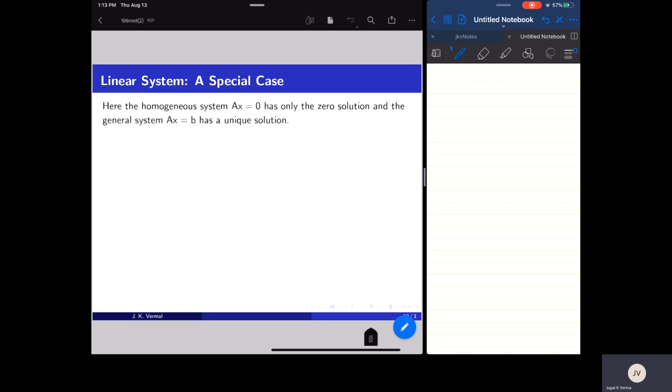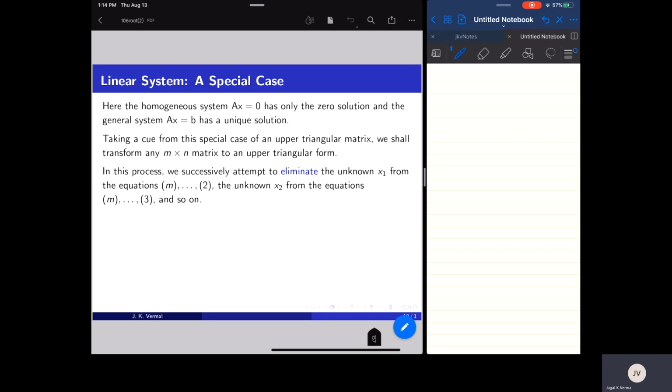This is because all solutions of Ax equal to B are obtained by simply translating one solution by each and every solution of Ax equal to 0. But if Ax equal to 0 has only the 0 solution, then Ax equal to B will have a unique solution. Now we take a cue from this special case of an upper triangular matrix, and we will transform any m by n matrix into an upper triangular form and use this method of back substitution to arrive at a solution of a general system of equations.